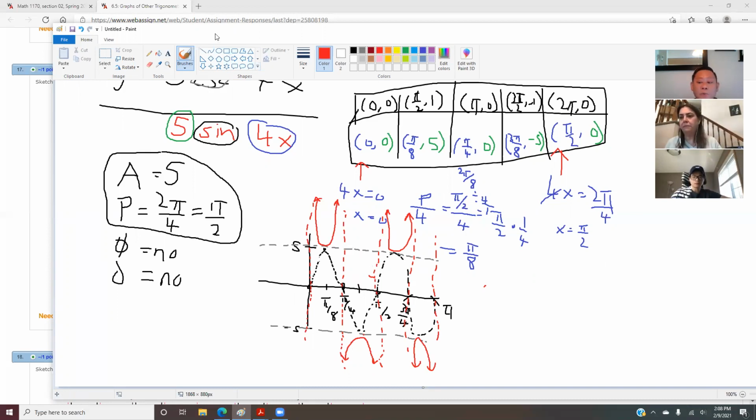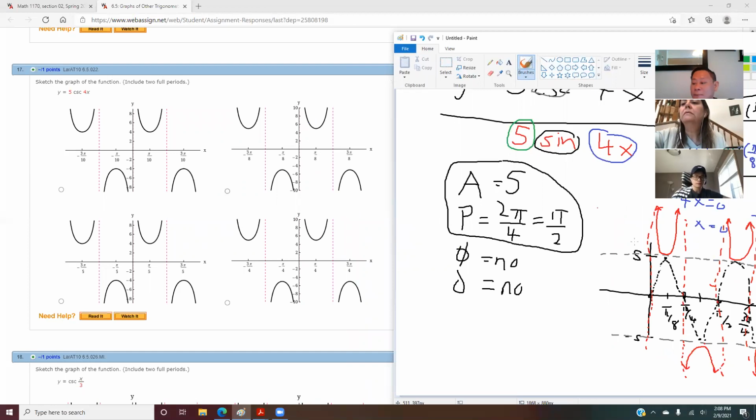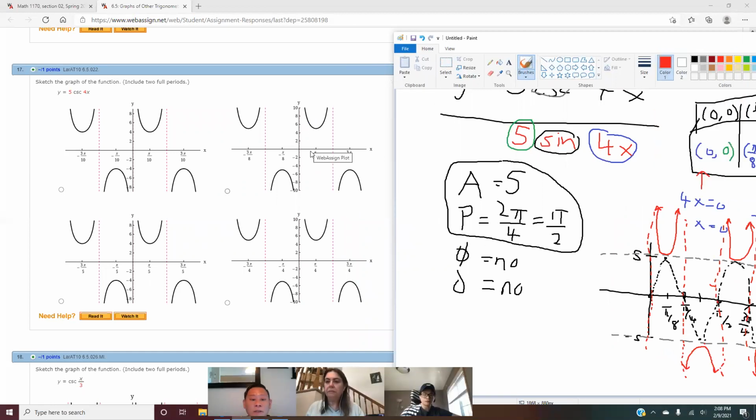Can someone tell me which one looks the same as this? You can tell by the asymptotes. I think they're all in pi over 8. So this will be the correct answer, because they're all in pi over 8 form. So this is pi over 8, and your answer in this case will be B.